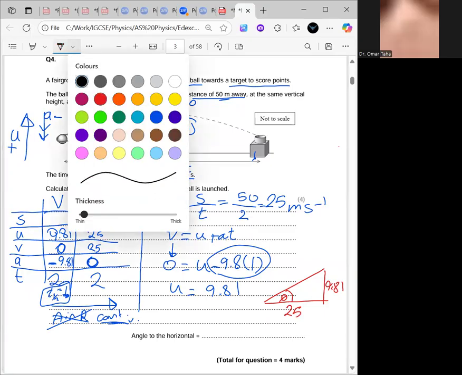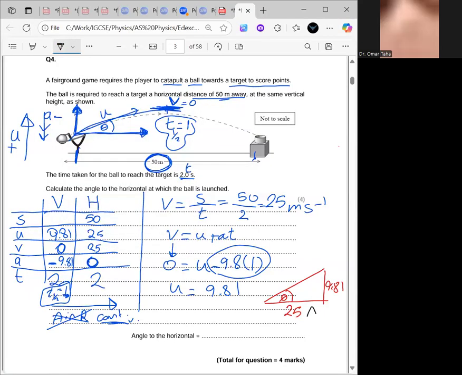All right, let me change the colors. This one is adjacent to the angle. This one is opposite to the angle. So O and A, this means we're going to use TOA, so tan of the angle equals 9.81 divided by 25. This means that theta equals tan minus 1 of 9.81 divided by 25, which is going to be 21.4. 21.4 is the angle.